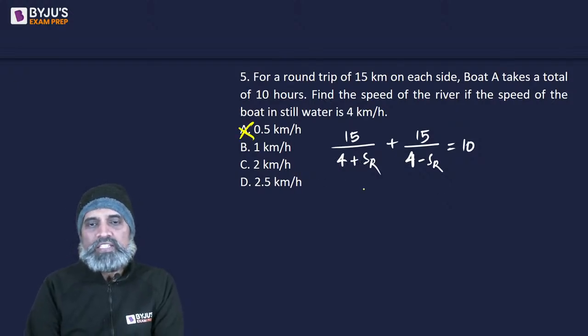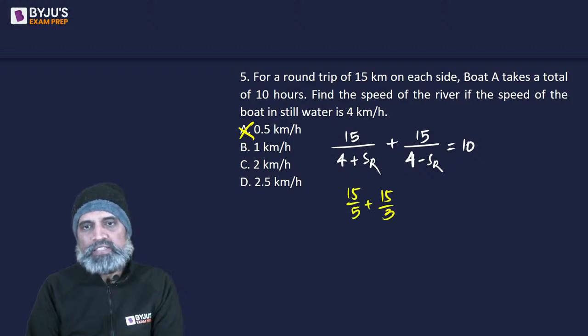If I take 1, this is 15 by 5 plus 15 by 3. 15 by 5 is 3 and 15 by 3 is 5. This is not equal to 10.